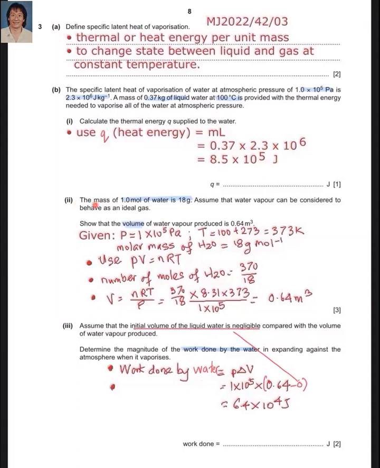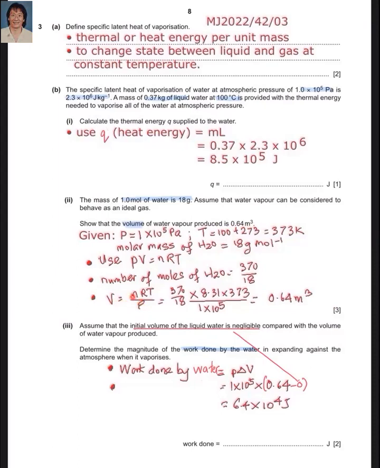Then for part 2, the mass of 1 mole of water is 18 grams. Assume that water vapor can be considered to behave as an ideal gas. Show that the volume of water produced is 0.64 meter cubed. This question carries 3 marks.